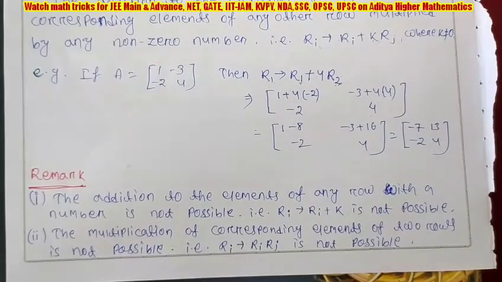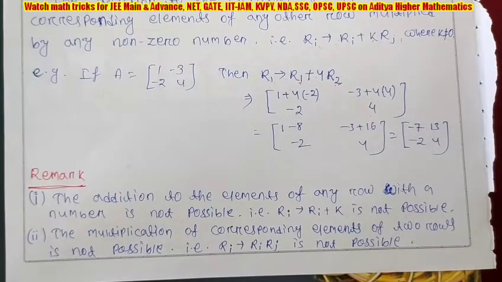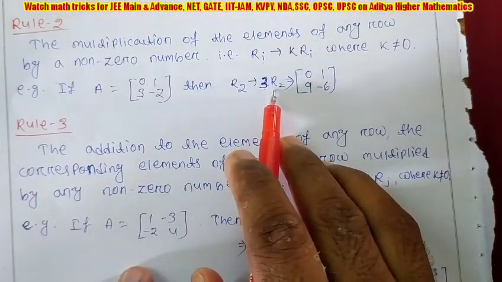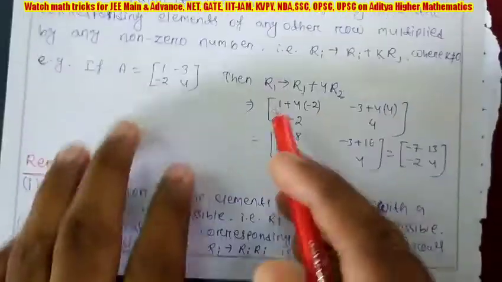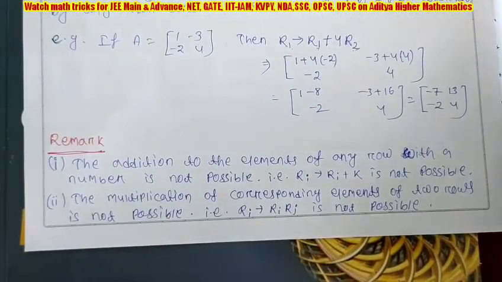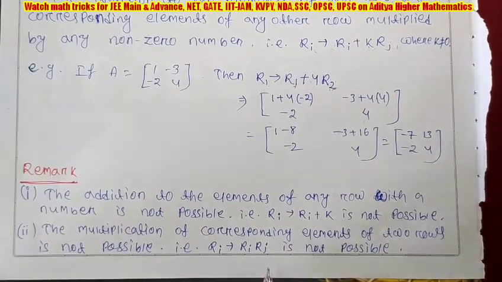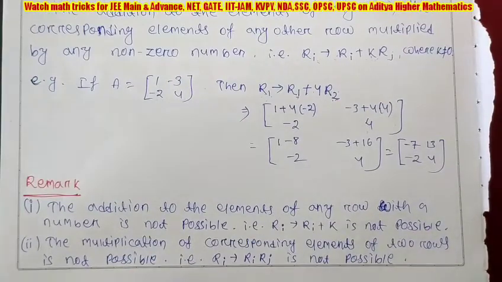That means we can add two rows and we can subtract two rows, but you cannot multiply corresponding elements of two rows. But you can multiply a non-zero constant with a row, but you cannot multiply two rows. Try to understand: in the first remark I am saying you can add two rows, you can subtract two rows, but you cannot add one row with a number. In the second remark, you can multiply a constant with a row, but you cannot multiply two rows.